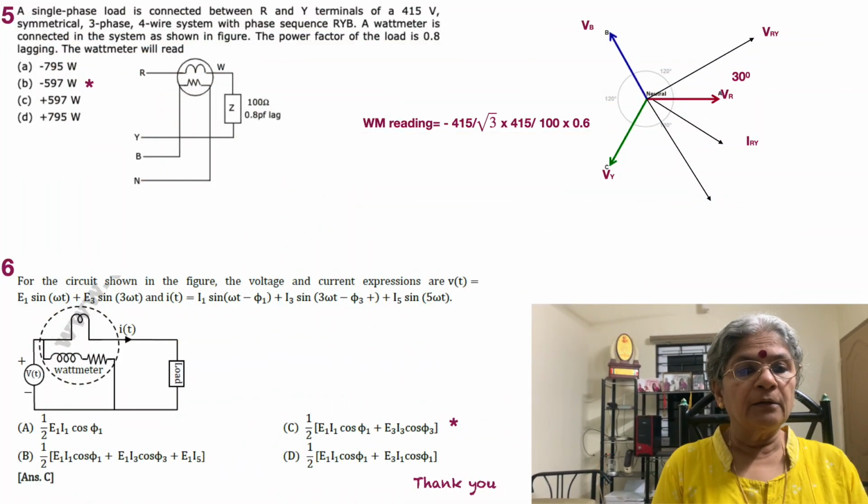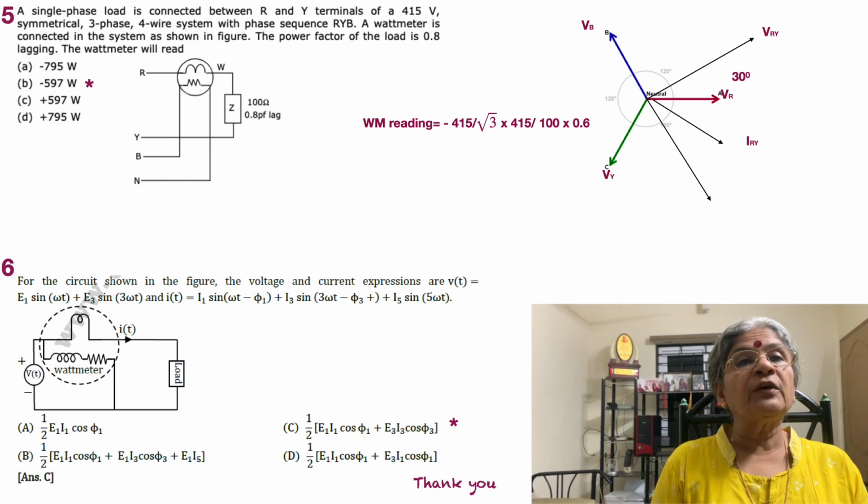Finally, the sixth problem, wherein we have a voltage being measured, a source being given, a wattmeter, and also a load. What is given is, for the circuit shown in the figure, the voltage and current expressions: vt is equal to E1 sin omega t plus E3 sin 3 omega t plus, and it is equal to I1 sin omega t minus phi1 plus I3 sin 3 omega t minus phi3 plus I5 sin 5 omega t.